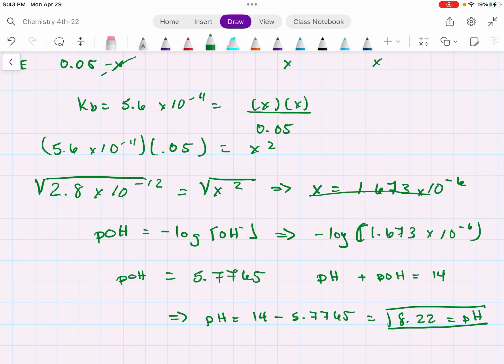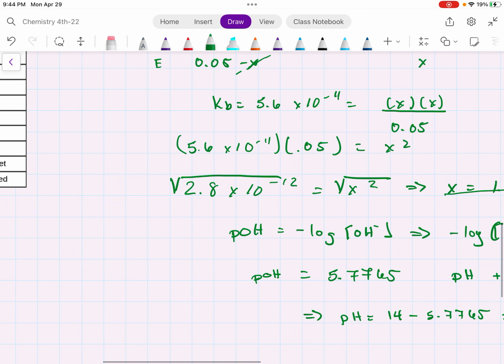So in this case, because it's a weak acid, we have to use the properties of the salt to calculate the pH. In this case, we had a Kb to work with, so we ended up using pH plus pOH, and the pH is 8.22. I apologize for the mishap as I have my notes all over the place. I was trying to do them after school, but here we are.